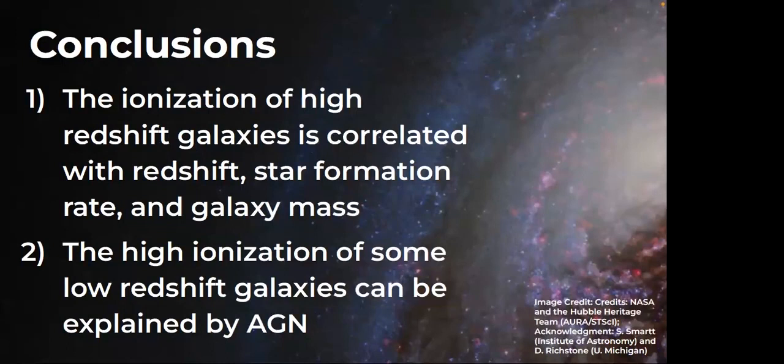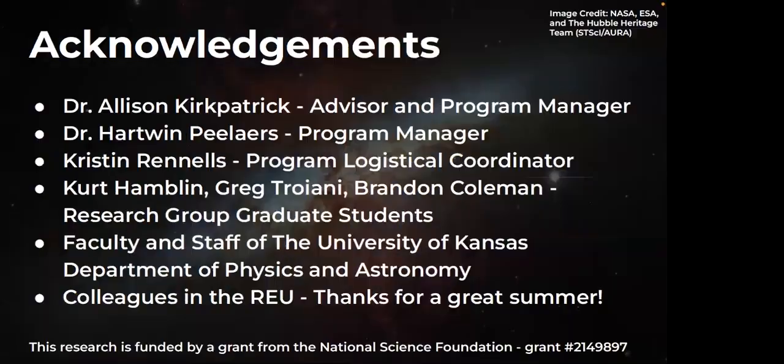To wrap up my talk, I want you to come away with a few things. First, I showed you evidence that the ionization of many high redshift galaxies are correlated with their physical properties, like redshift, their star formation rates, and their mass. If we can find a galaxy with high ionization that doesn't follow these trends, we can identify active galactic nuclei. And investigating the ionization conditions of these galaxies can help reveal information about the reionization epoch, one of the most crucial stages of the universe's early formation.